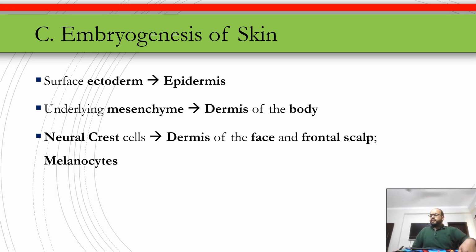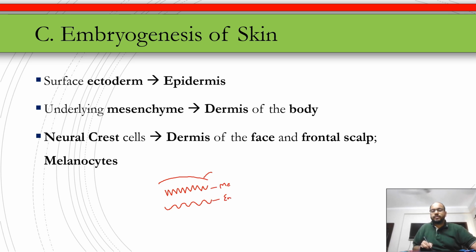Now, with these two things out of the way, we'll start a journey and understand how the skin is formed, how the epidermis is formed. Okay. Now remember, in a developing skin, you have an ectoderm, a mesoderm, and an endoderm. Endoderm, mesoderm, ectoderm, clear, from outside to inside. Ectoderm gives rise to the epidermis. Underlying mesoderm gives rise to the dermis of the body except two areas.